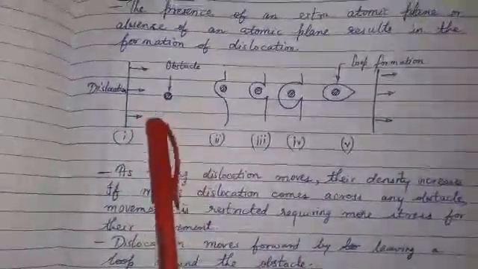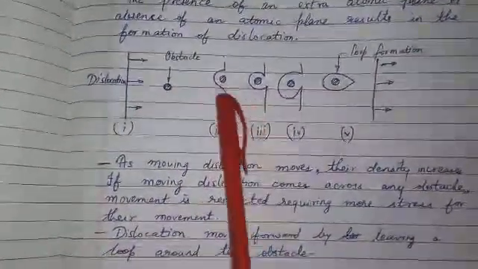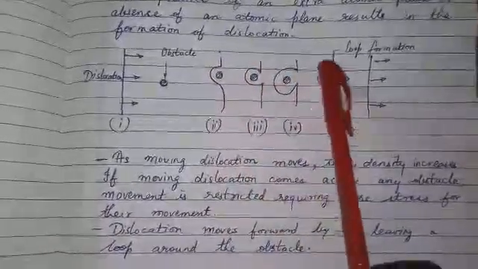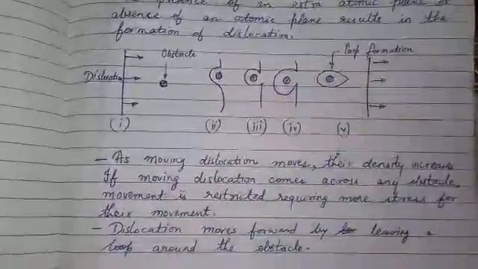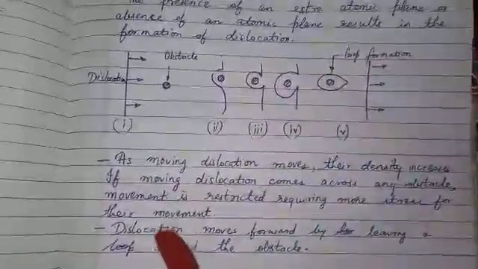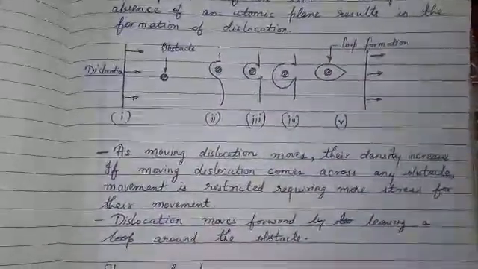Dislocation moves forward by leaving a loop. As you can see, a loop is formed. So the dislocation is moving forward, but it has left a loop. Dislocation moves forward by leaving a loop around the obstacle.